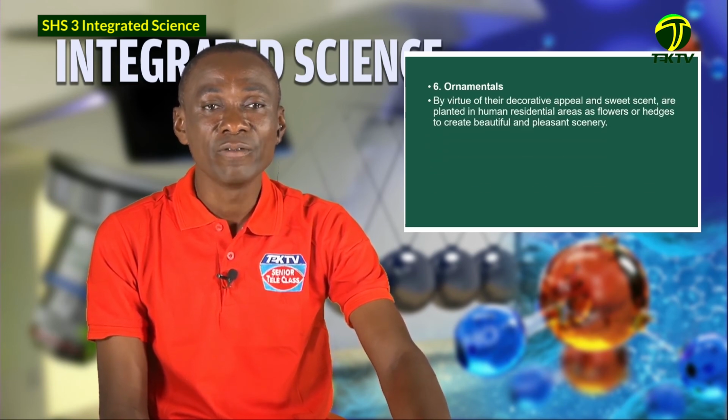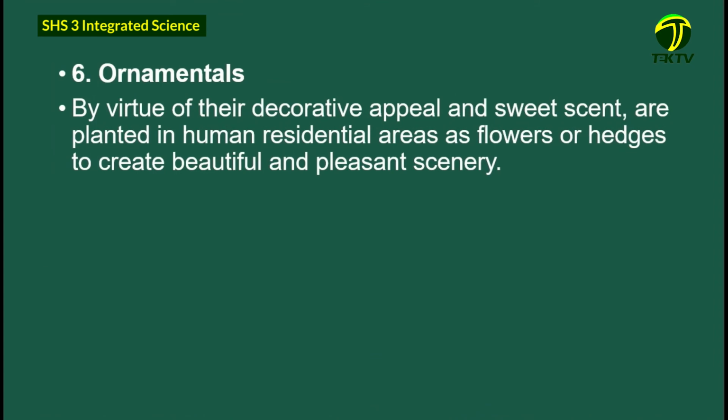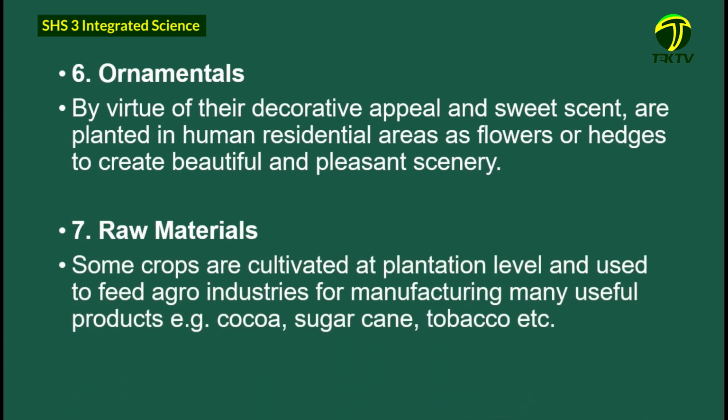Again, crops are also used as ornamentals, and as mentioned earlier, by virtue of their decorative appeal and their sweet scent, these plants provide human residential areas with pleasant scenery, and therefore we deliberately cultivate them. Crops may also be used as raw materials, as we discussed earlier. Some crops are cultivated at the plantation level and used to feed agro-industries for manufacturing many useful products. For example, cocoa is used in the manufacture of chocolates, Milo, and so many other important products. Sugarcane may be processed into sugar, and the molasses is even utilized in making biogas.